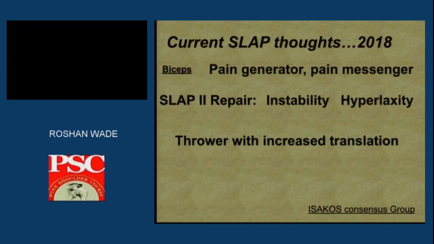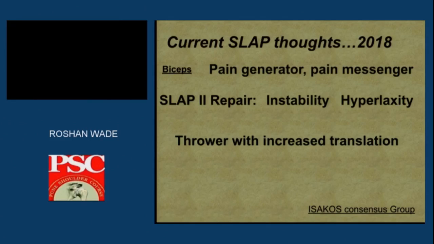What are the current concepts? Because we have been reading it throughout many conferences as well as many publications and papers. The current concept of SLAP has completely changed. Everybody understands that the biceps is a main pain generator, in fact the pain messenger of the shoulder joint.